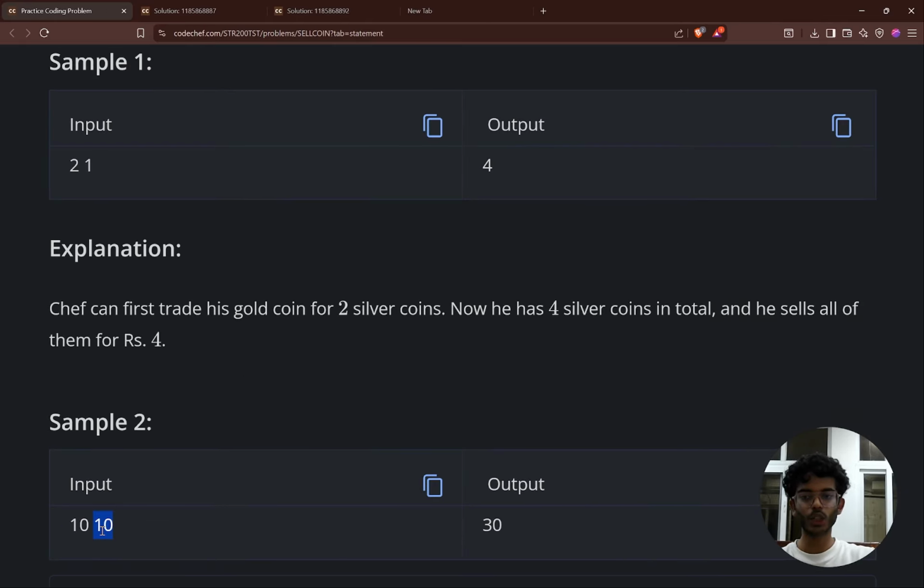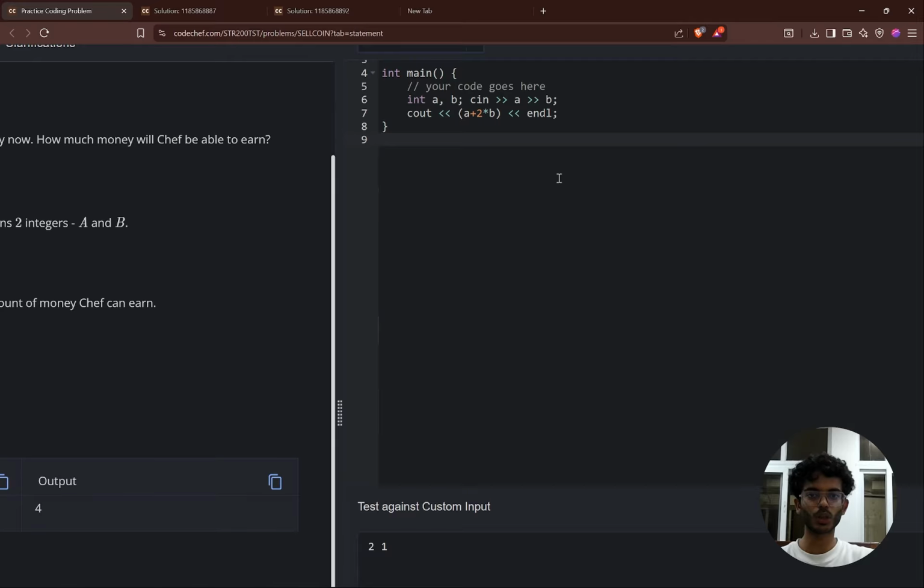So he can get 20 more silver coins using these 10 gold coins. In total, he'll have 30 silver coins, and he can simply sell all of them for 1 rupee each, for 30 rupees. Now let's see the solution.